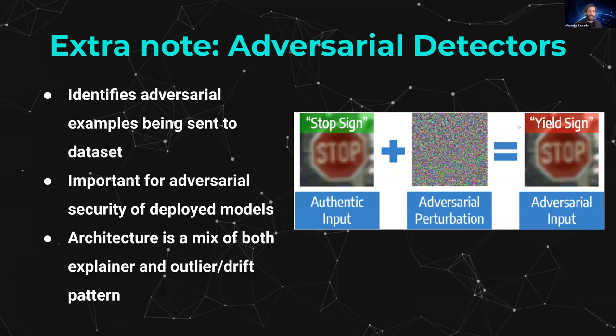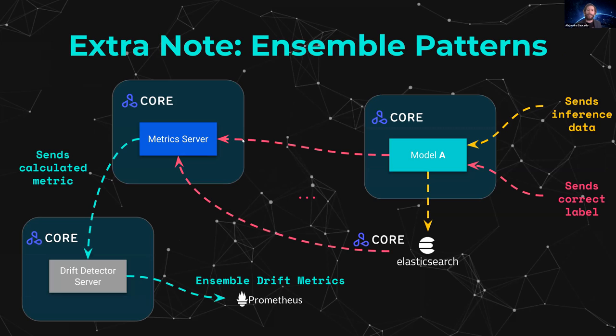This is often used as an example with self-driving cars, where you can have a stop sign with some statistical noise that could cause issues. And of course, there is an architectural pattern for the adversarial detectors that is also slightly different. We can try all of these things in the open source repo. And it may be worth an extra note that it doesn't really stop there. As most programmers know, we love abstractions, and we love adding abstractions on top of our abstractions.